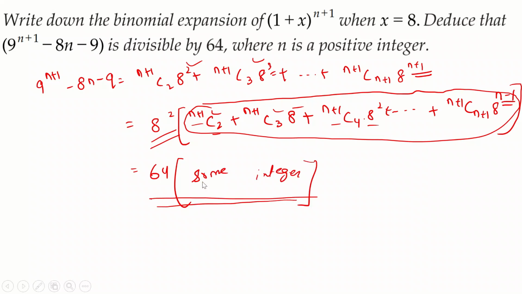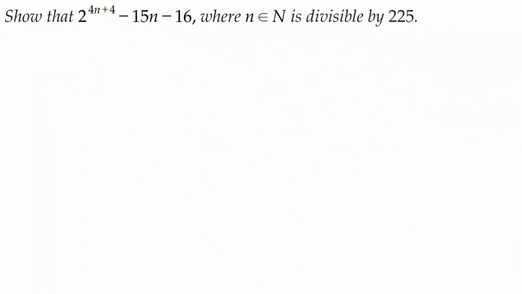64 into some integer means what? 64 into 1, 64 into 2, 64 into 3, 64 into 4, whatever, it is a multiple of 64, and that is what they are asking us to prove, that this thing is divisible by 64. So we are done. Let's take up the next question.